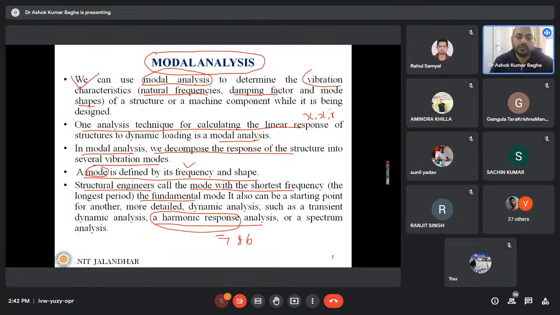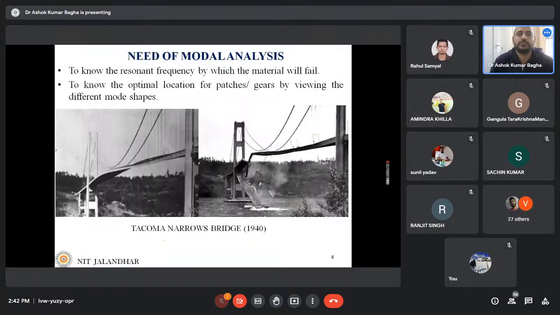So if you know the exciting frequency and you know the output frequency, then you can say that your FE model is absolutely correct, and you can go for further analysis. Today morning also, we talked about this Tacoma Narrows Bridge.